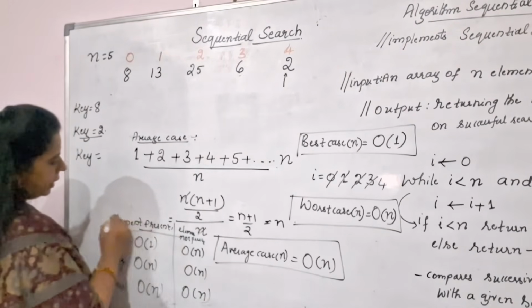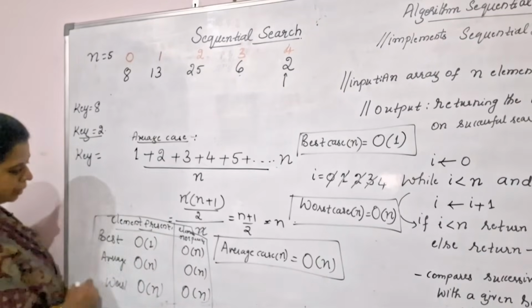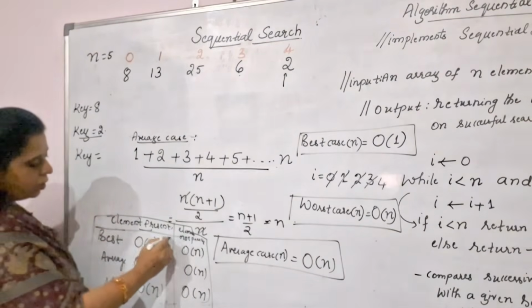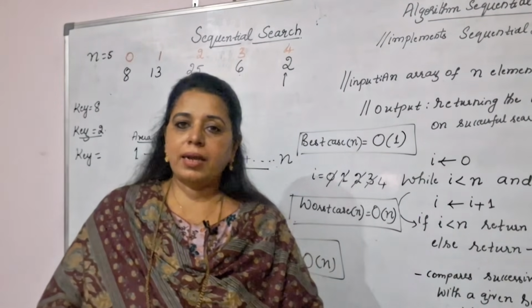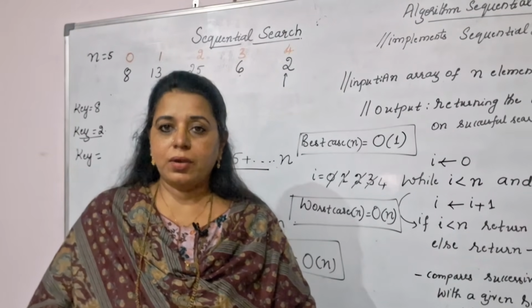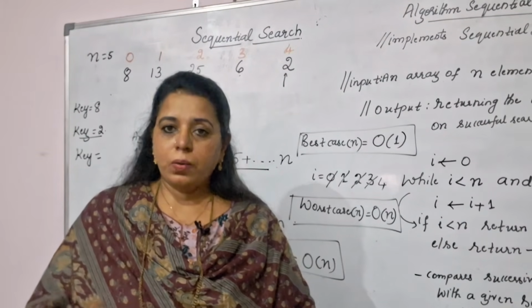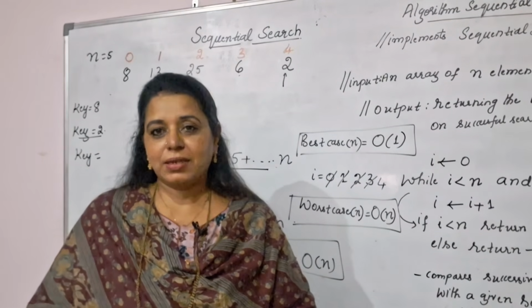So this way I am just writing it in a tabular form. Element present in the list, element not present in the list. So this is how you have to carry out the analysis for the sequential search. Basically you need to know the pseudocode of the algorithm, you need to know how to trace the algorithm, and how to analyze for the best case, worst case, and the average case.